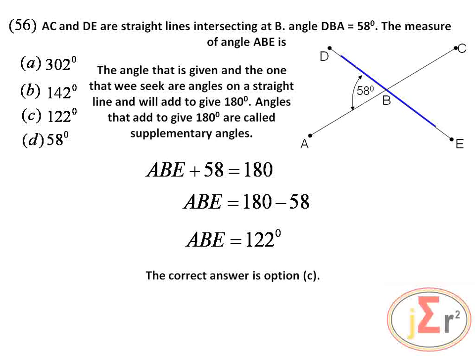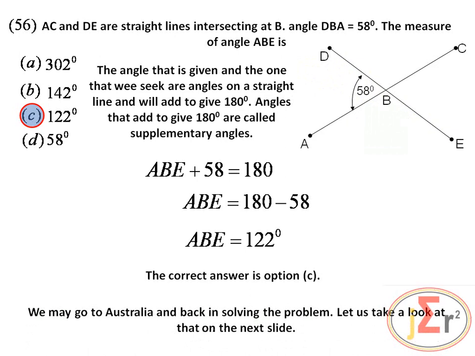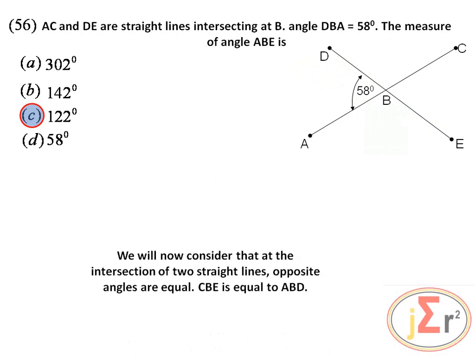Angles on a straight line give 180 degrees. We have one of them. The other one is the rest of 180 degrees, or that which remains when we subtract this one from 180 degrees. We may go to Australia and back in solving the problem. Let us take a look at that on the next slide. Going to Australia and back.